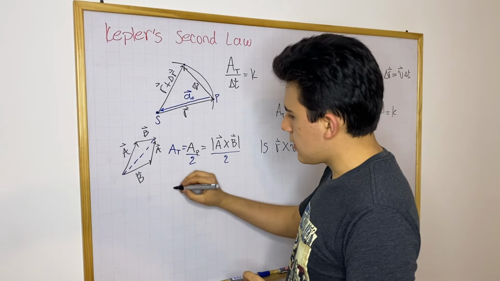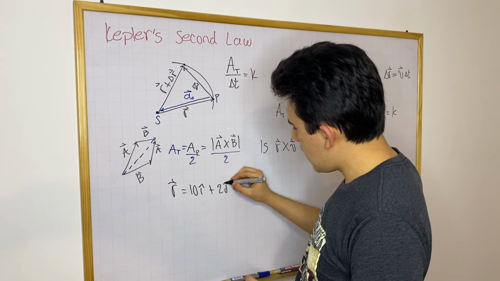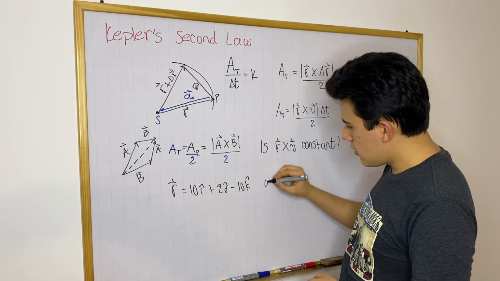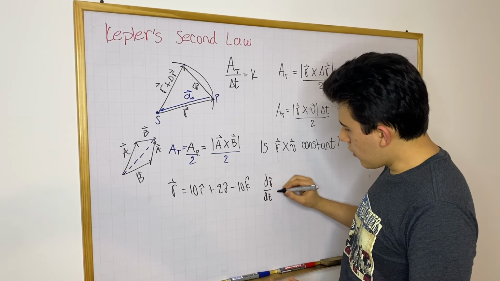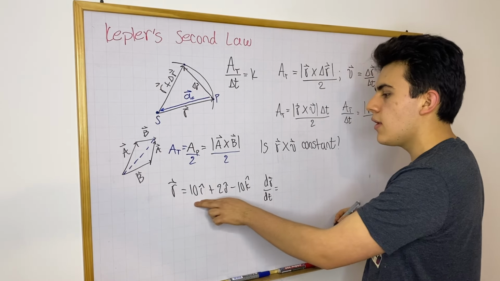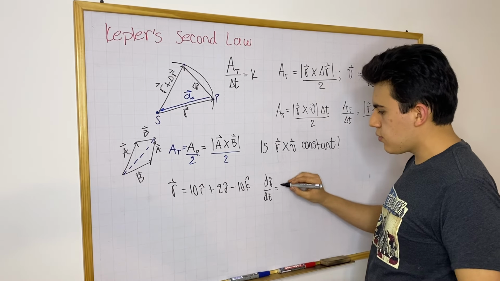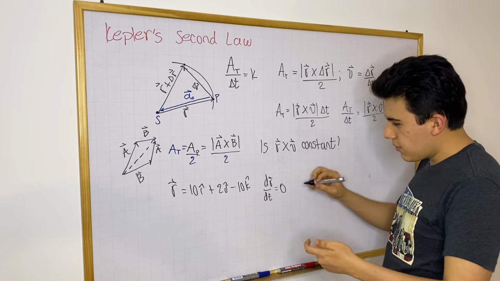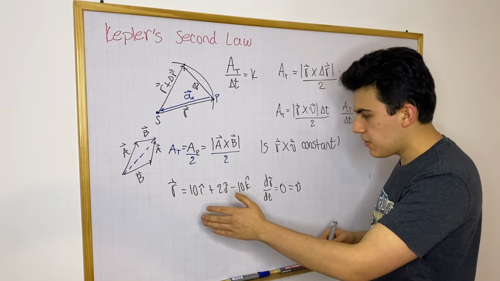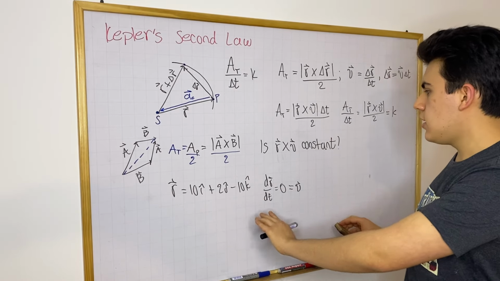I just want to give you a quick example. Say you have r equal to 10 i hat plus 2 j hat minus 10 k hat. If you differentiate, so if you do dr dt, what are you going to get? All of these are constants, because r is really just a constant vector. The components of i hat, j hat, and k hat are not functions. So if you differentiate this, you're going to get zero. And what does this mean? This means that the velocity of this particle in space is zero, it's not moving at all. And we're going to use this reasoning here.